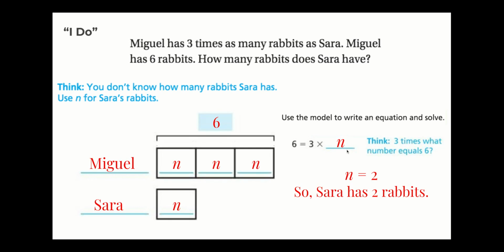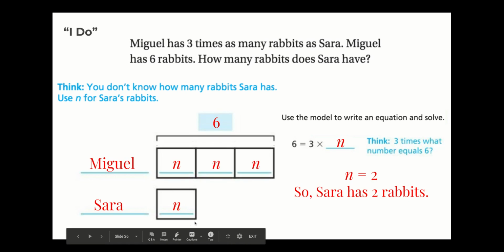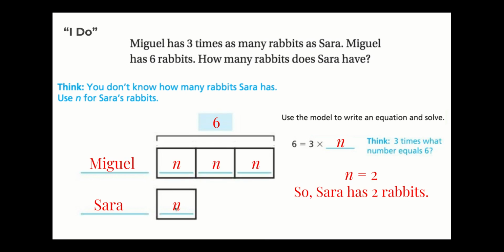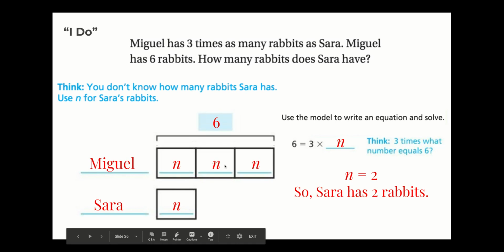So if N equals 2, then that means that Sarah has 2 rabbits. So I would put 2 here and a 2, 2, 2 here. Does that make sense? Hopefully it does.